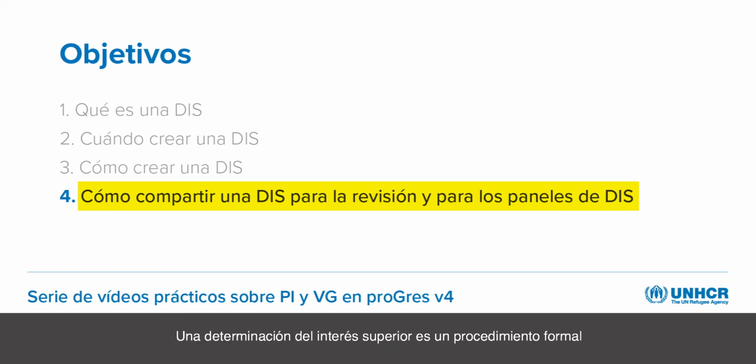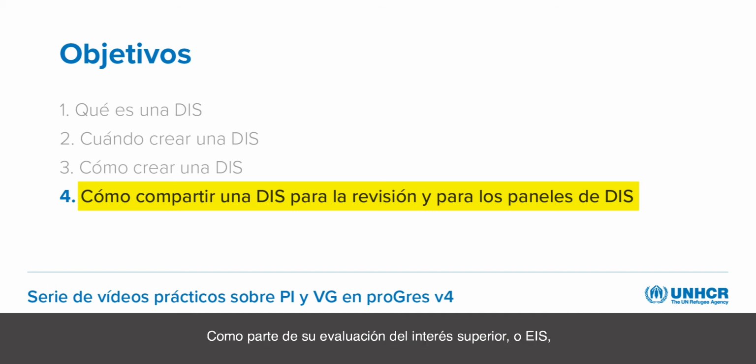A best interest determination is the formal procedure for assessing the child's best interest, taking his or her best interest as a primary consideration in decisions, evaluating the possible impact of such decisions, and guaranteeing the implementation of decisions in his or her best interest. While these can be done for any child at risk, they are most often completed for children who do not have parents in their lives to help them make the decisions, such as unaccompanied or separated children.